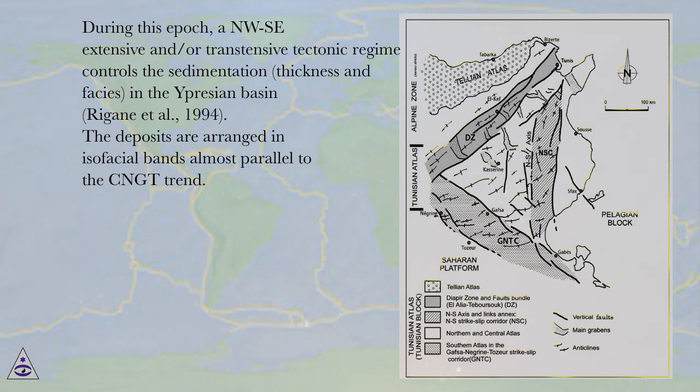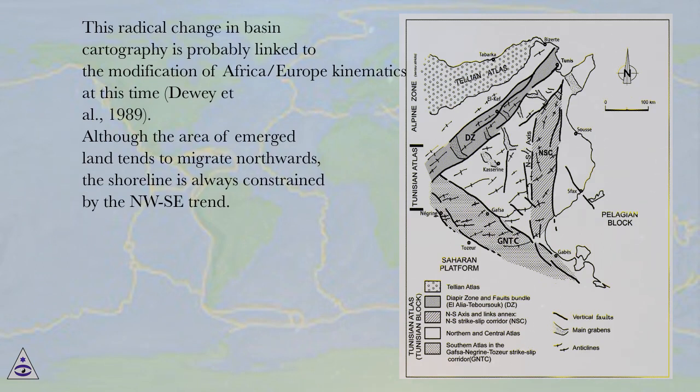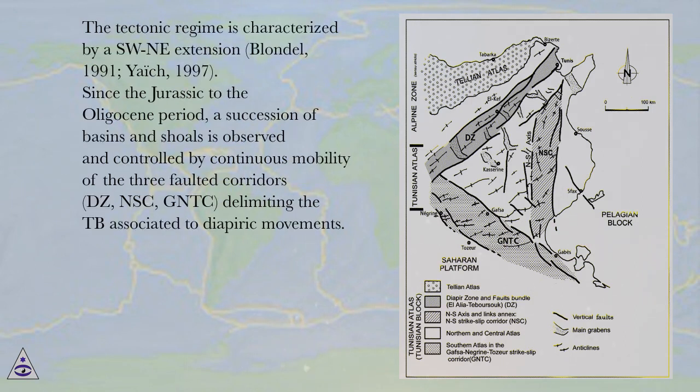The deposits are arranged in isofacial bands almost parallel to the CNGT trend. The Kasserine Island gradually loses its individual character to become connected finally to the Saharan continent. The predominant tectonic regime is also transtensive, but we observe a change in orientation towards a SW-NE trend (Gormelin et al., 2000). This radical change in basin cartography is probably linked to the modification of Africa/Europe kinematics at this time (Dewey et al., 1989). Although the area of emerged land tends to migrate northwards, the shoreline is always constrained by the NW-SE trend. The tectonic regime is characterized by a SW-NE extension (Blondel, 1991; Yaik, 1997).